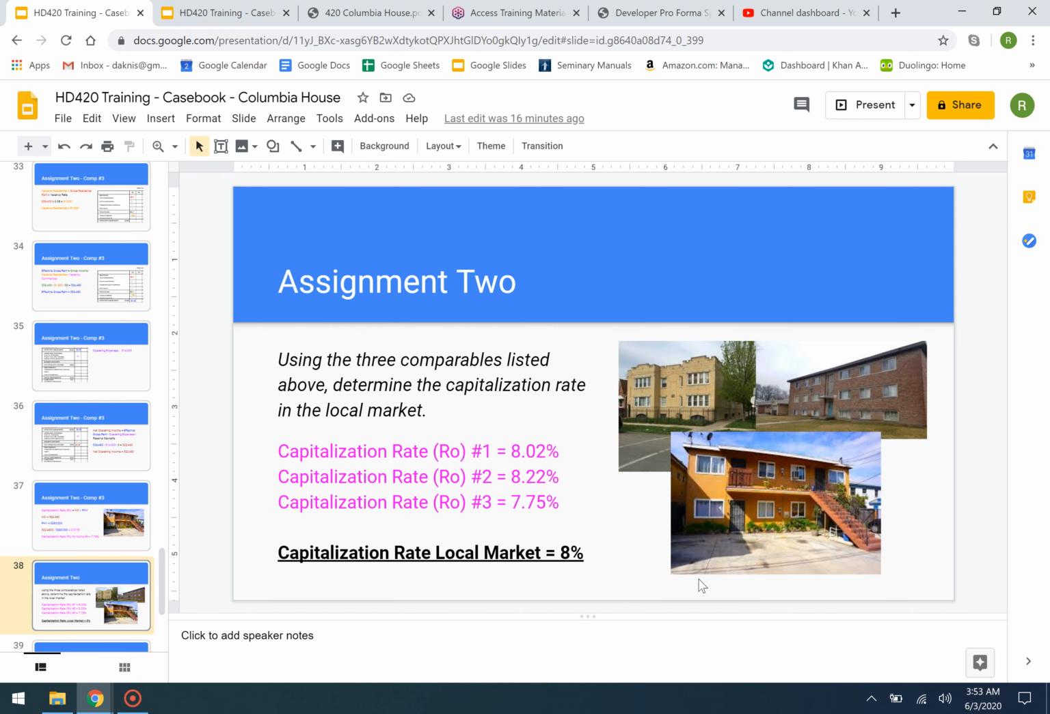Now, the original question, to go back to it, using the 3 comparables listed above, determine the capitalization rate in the local market. So this is part science, part art. And so if you were to average all these numbers out, you get a 7.997 or so. So you could round it up to a nice even 8% and say that the capitalization rate for the local market, all of them together, is about 8%. And that is assignment number 2.